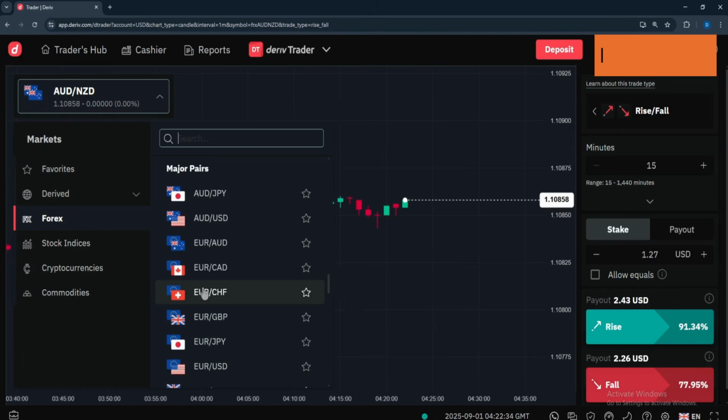So if you want to start trading Forex, please put all this into consideration. And please put down in the comment section which pair works for you and which one doesn't, so that we can have a full conversation on this.